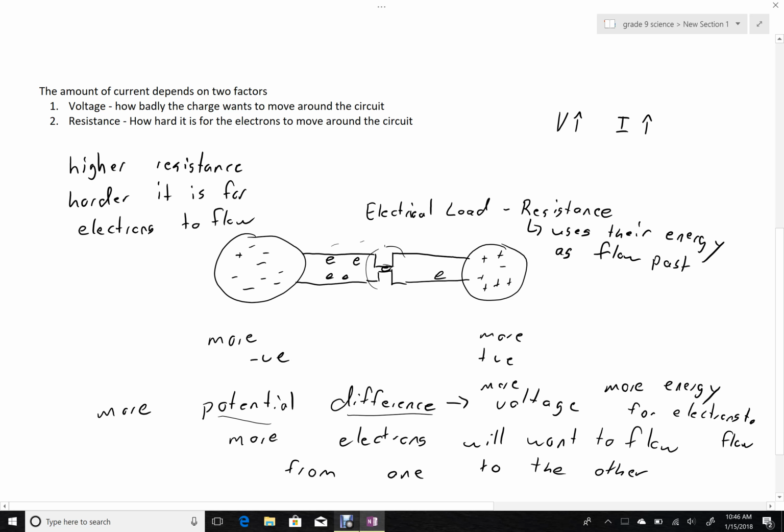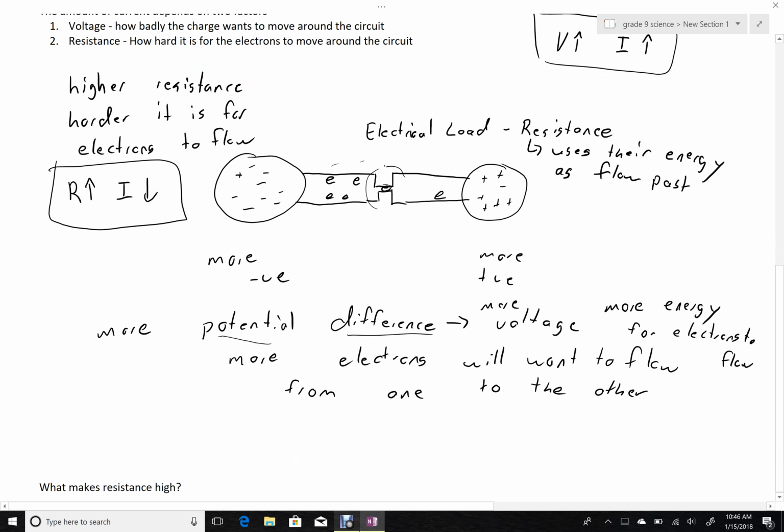So what that means is as the resistance goes up, the current, or the actual flow of electrons, has to go down. So we have these two basic factors that are going to affect how many electrons are able to flow around the circuit. We can summarize them both in one equation.